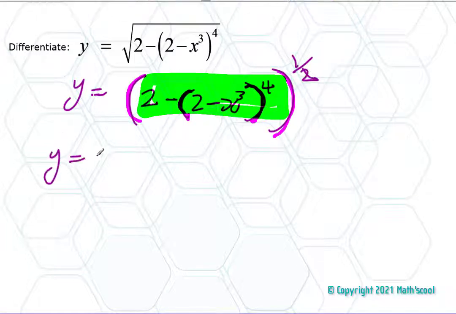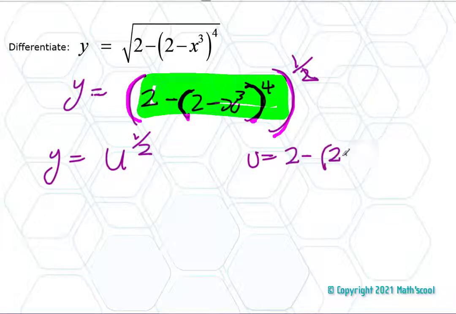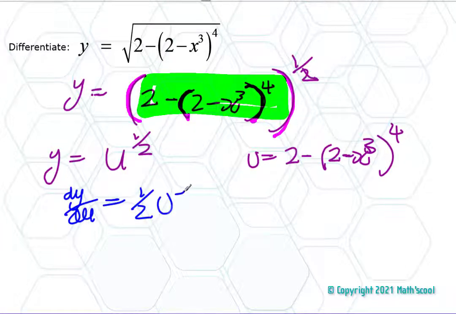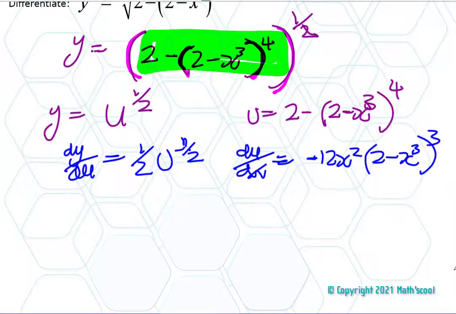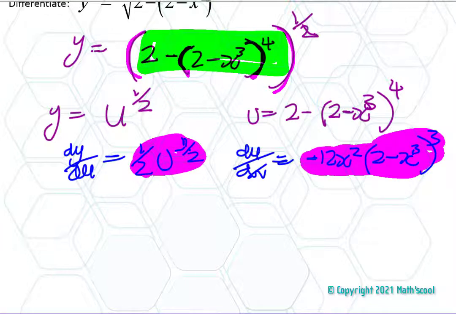So y equals u to the half and u equals (2 minus x cubed) to the power 4. Okay, so differentiate this. dy by du equals a half u to the minus a half. Differentiate this, du by dx equals, the 2 is just going to disappear. Here we're going to get the 4, it's going to multiply by the minus 3x squared, it's going to be minus 12x squared (2 minus x cubed) to the power 3. And then multiply these two together. Multiply that and that together and call it dy by dx.